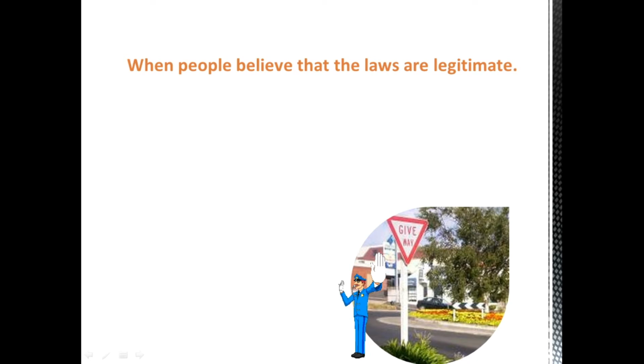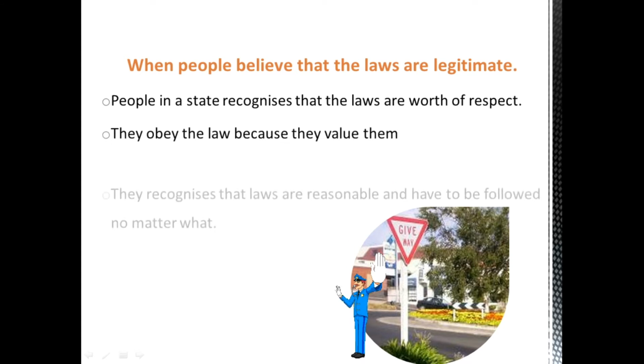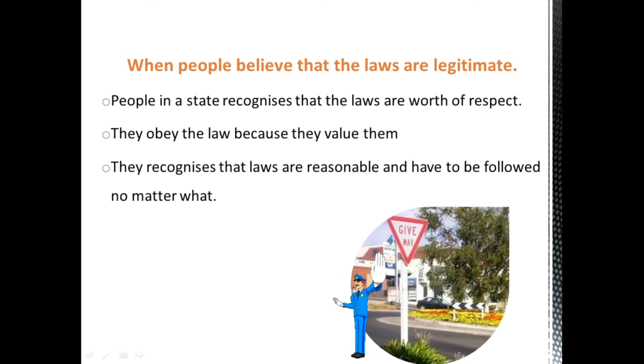Firstly, people obey the law when they believe that the laws are legitimate. These are individuals who recognize that the law is worthy of respect. That way, even if people know that they won't be caught, they still obey those laws. They obey the laws because they value them. They recognize that the laws are reasonable and need to be obeyed no matter what.